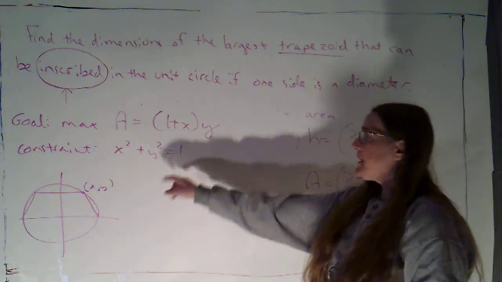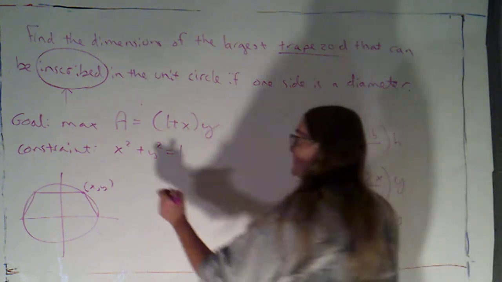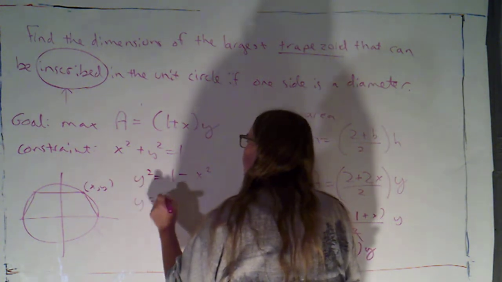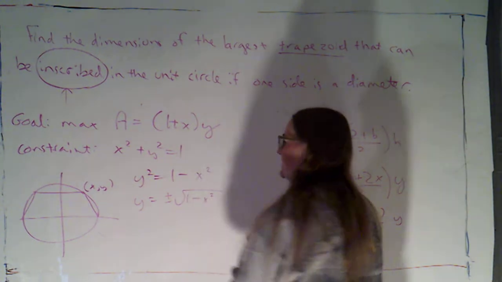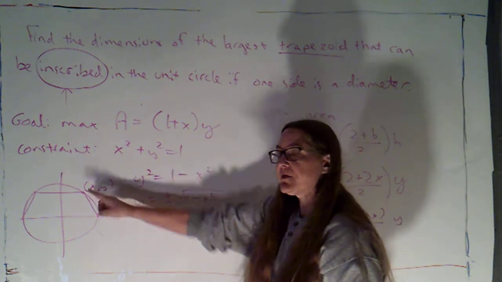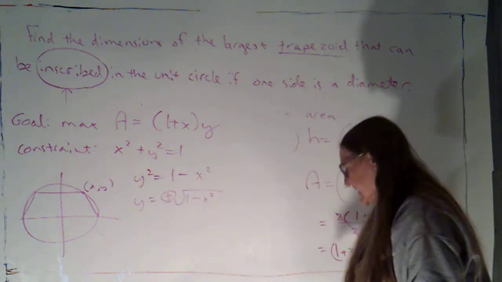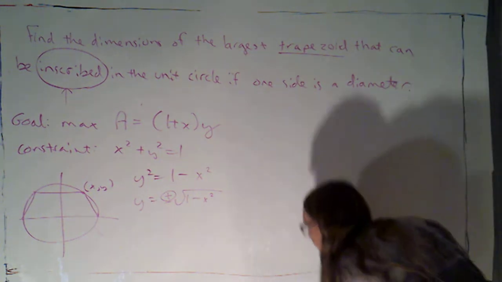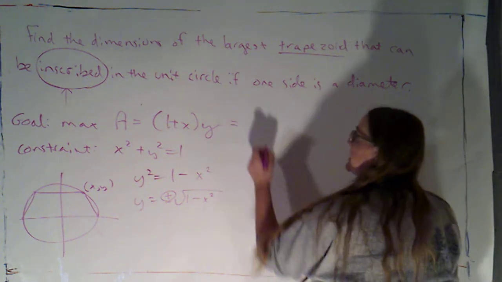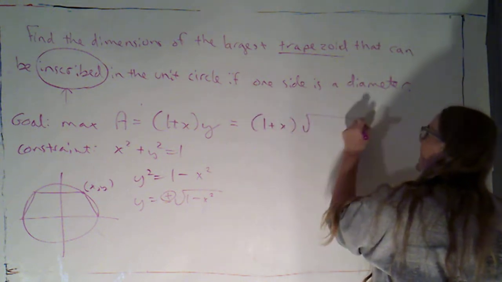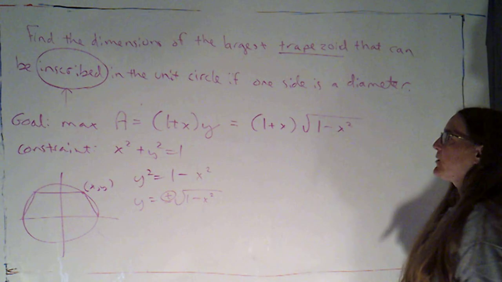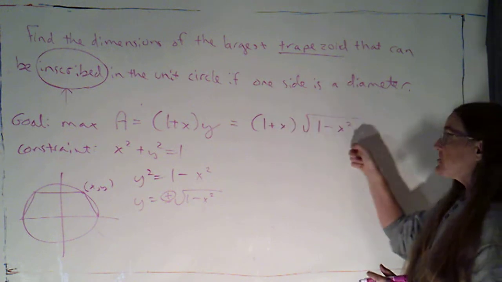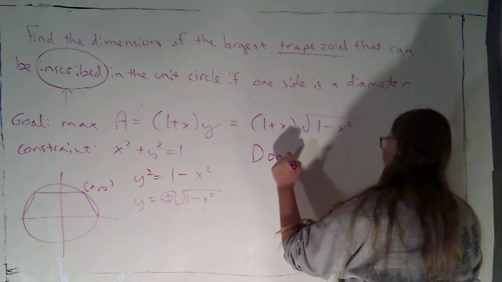Okay, so I'm going to use my constraint to solve for one of the variables in terms of the other. I'm going to just say y squared is 1 minus x squared. That would make y plus or minus the square root of 1 minus x squared. But because I've said I'm working with the point in the first quadrant, I can take the positive root. So that means that the area becomes 1 plus x times the square root of 1 minus x squared. That turns it into a function of one variable. And as soon as I have one variable, I want to state my domain.